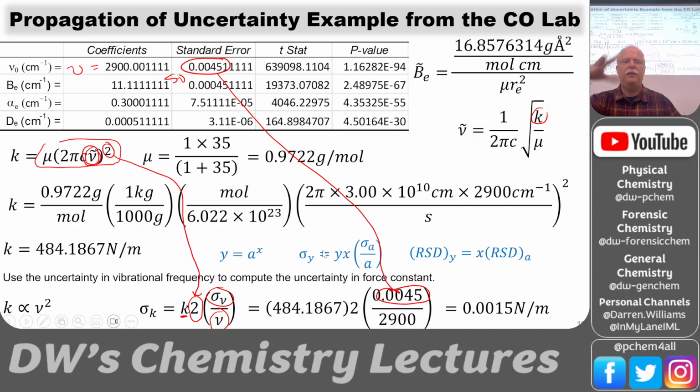And so if I give you an ANOVA output and ask you to propagate the uncertainty for K or for the bond length, you should be able to do that. Okay. All right.